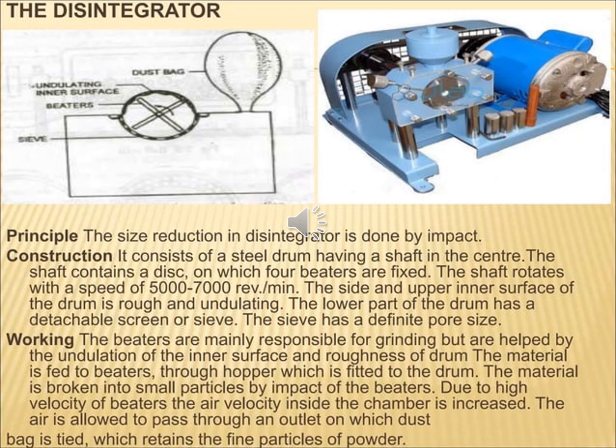The disintegrator. Principle: the size reduction in disintegrator is done by impact. Construction: it consists of a steel drum having a shaft in the center. The shaft contains a disc on which 4 beaters are fixed. The shaft rotates with a speed of 5000 to 7000 rotations per minute. The side and upper inner surface of drum is rough and undulating. The lower part of the drum has a detachable screen or sieve. The sieve has a defined pore size.